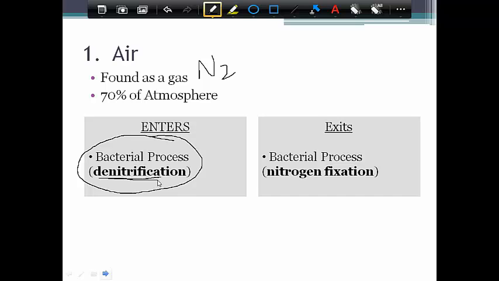It also gets pulled out of the air by a different type of bacteria, in a process called nitrogen fixation. So you're fixing the nitrogen into a different place so it's not in the atmosphere anymore. I'm going to move on if you need to pause it.